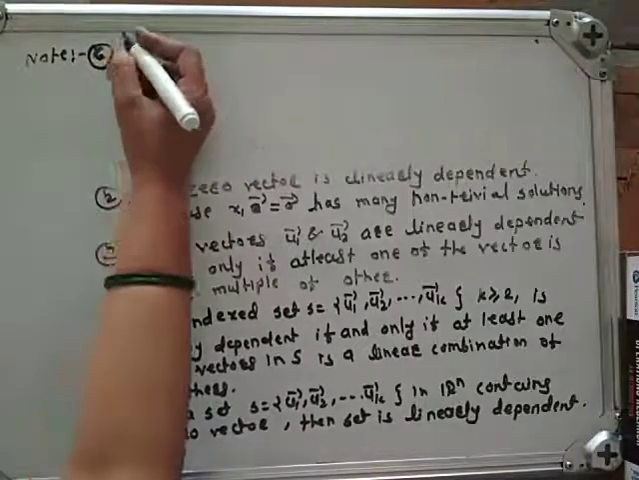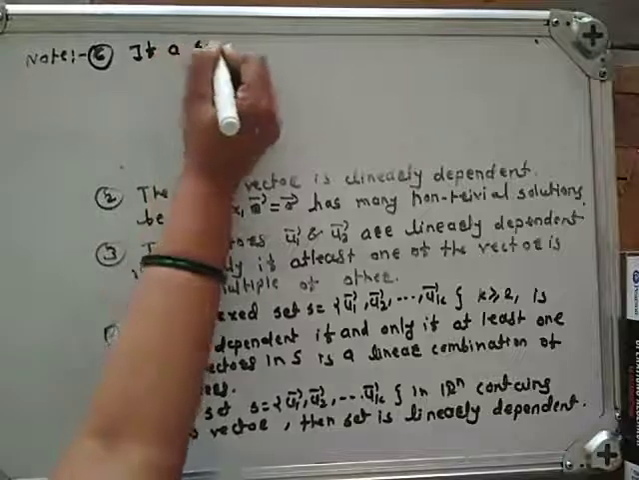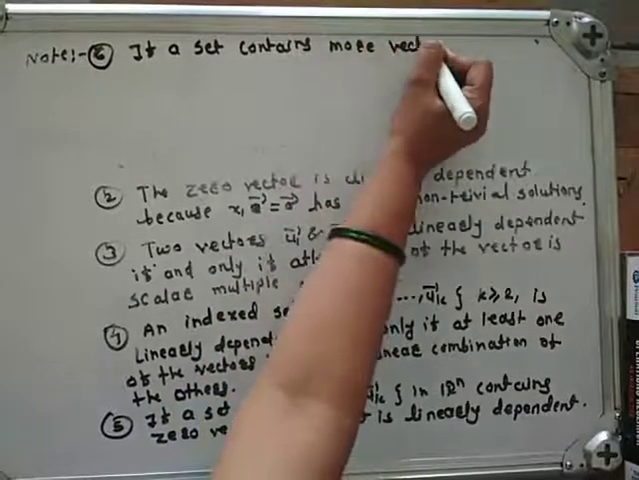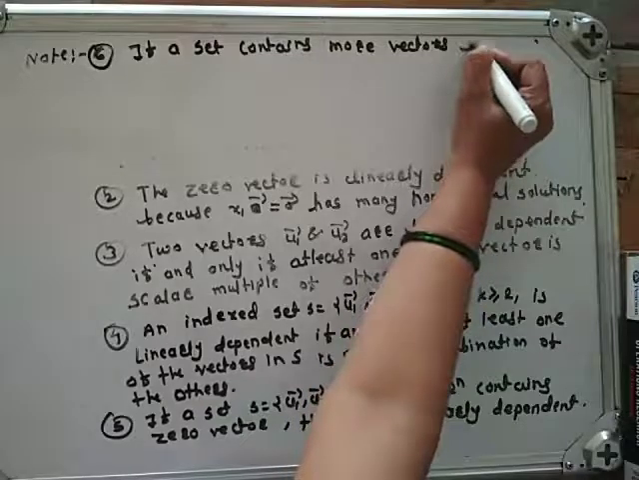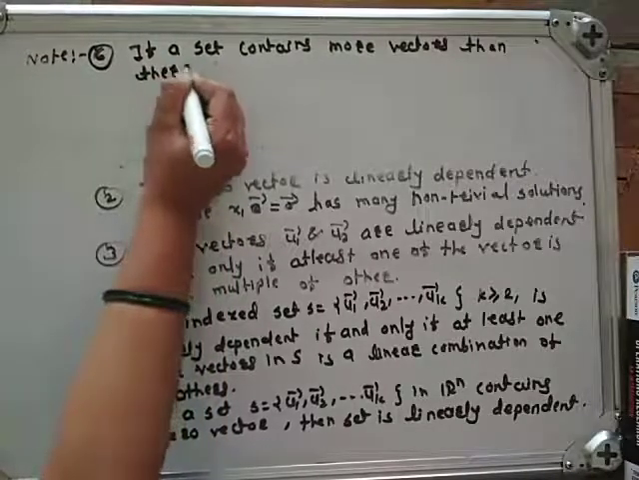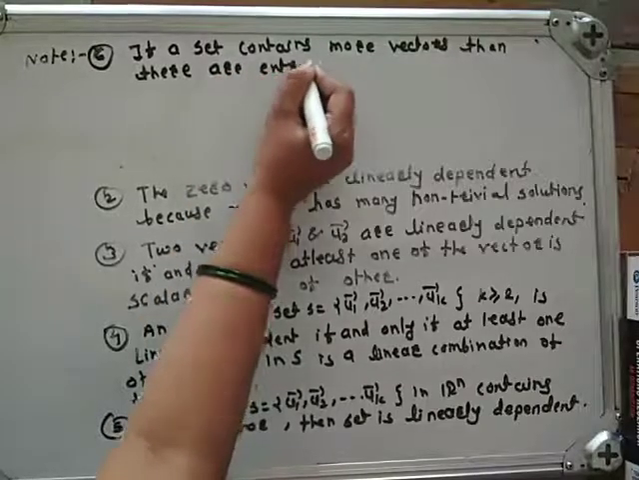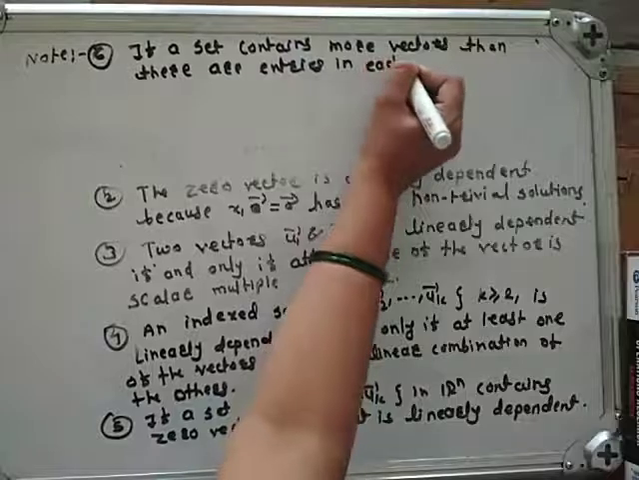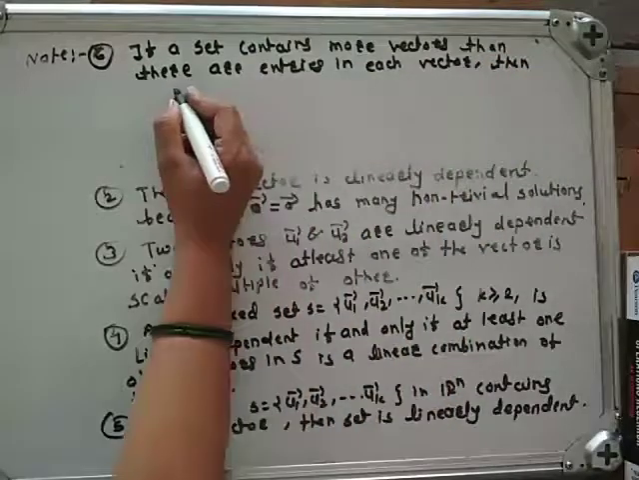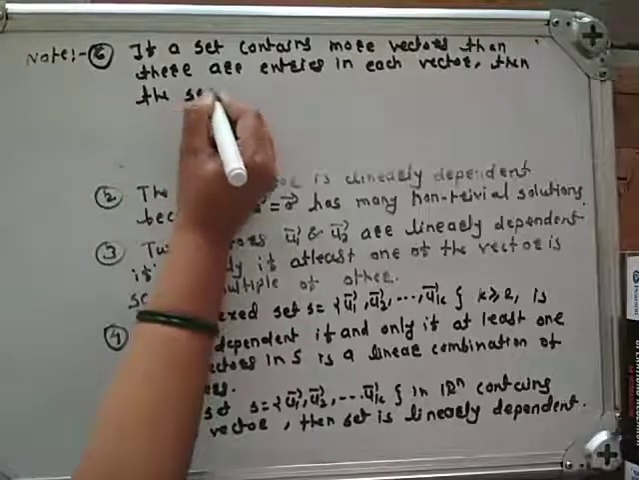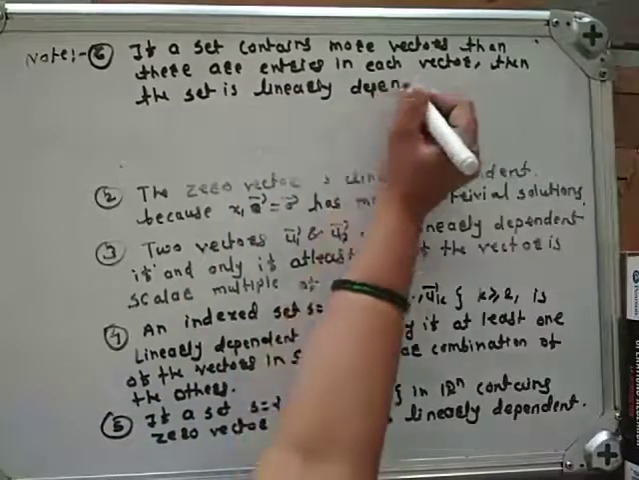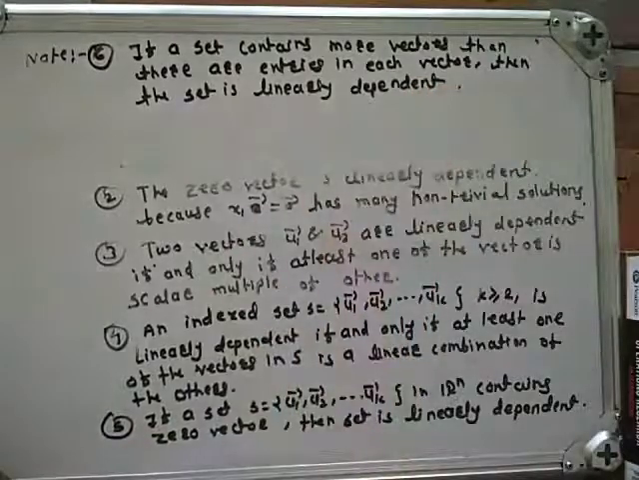Sixth, if a set contains more vectors than there are entries in each vector, then the set is linearly dependent. Okay.